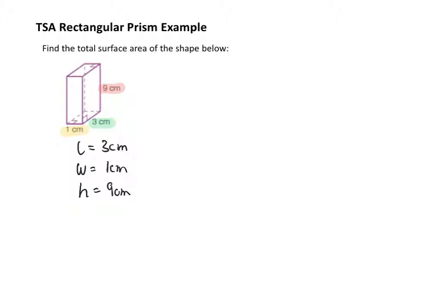So let's go ahead and now, as the next step, write down the formula I'm going to use to calculate total surface area. And that is equal to 2 times the length times the height, plus the length times the width, plus the width times the height. So once I've got my formula down, I can go through and substitute the values into the formula that I wrote off to the side.